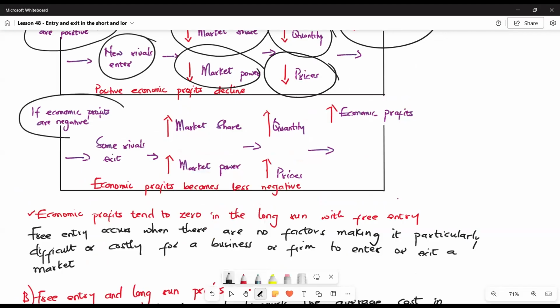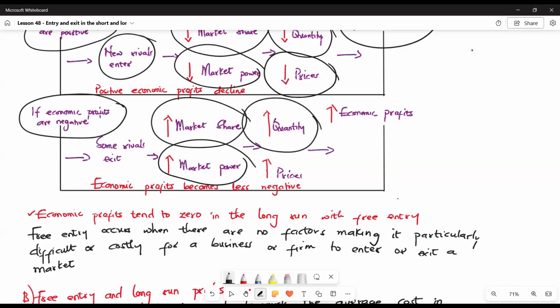Now, if there's negative economic profit in a certain market, existing firms might consider exiting the market. If a firm leaves the market, those that remain are going to experience an increase in their market share and an increase in their market power. We've talked extensively about this in our previous lesson. So these two phenomena are going to lead to an increase in demand, which is an increase in the quantity produced as well. And because of the reduction in competition in the market, prices are going to increase and it will increase profits in this market.